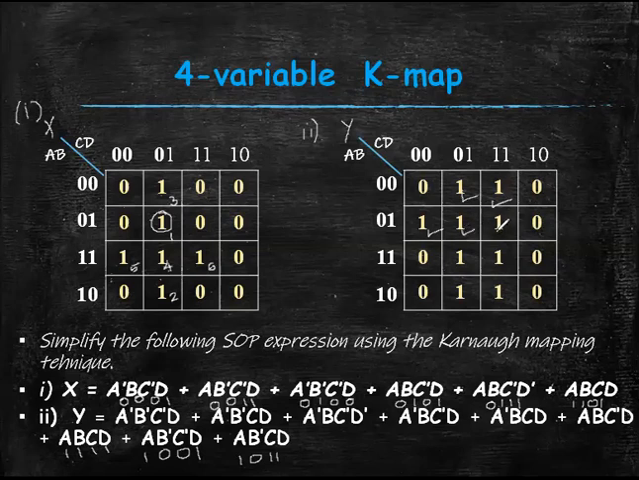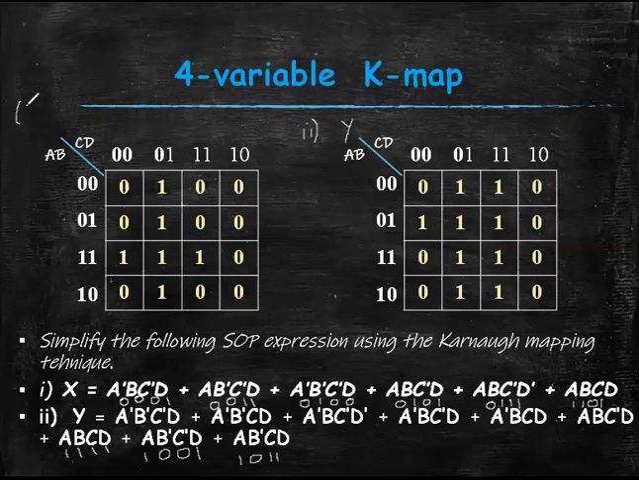Next 0111, next 1101, next 1111, next 1001, next 1011. In this way we can draw the map directly from the Boolean expression. It is the first question and it is for X.